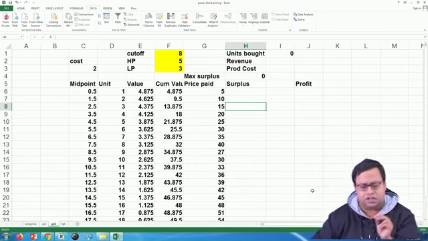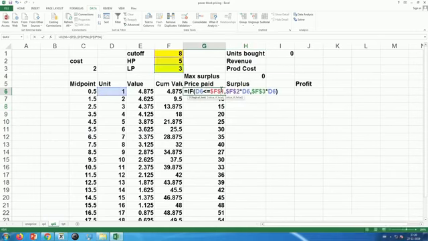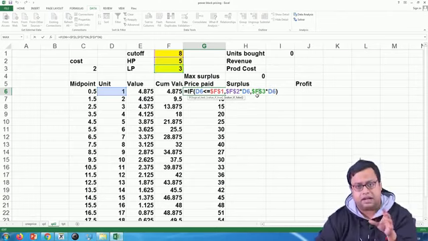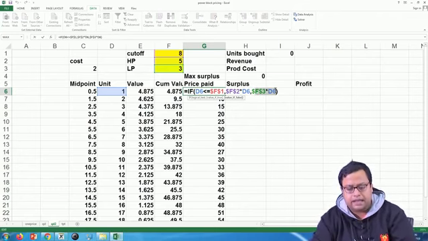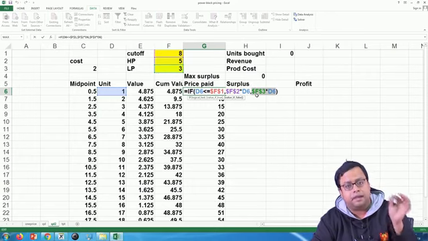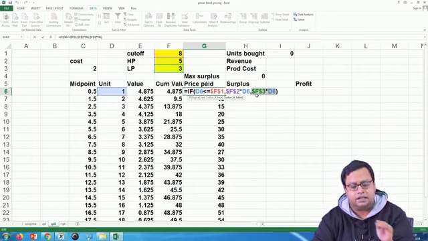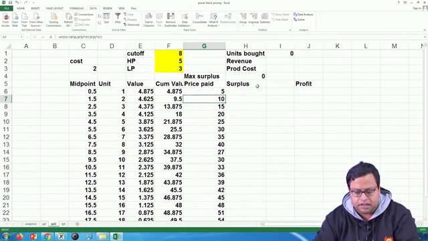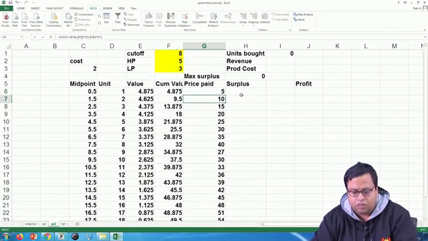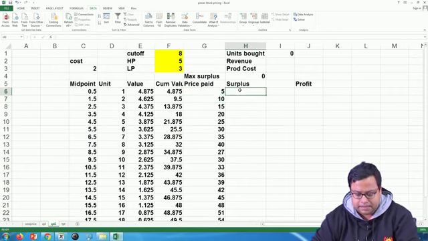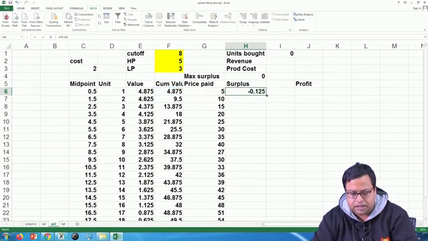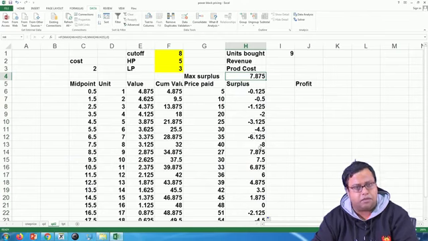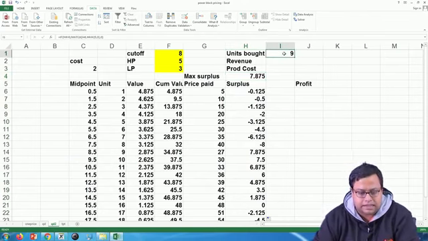So, slightly different situation. What is different in my case? The only thing that is different is that here it is F3 into D6 rather than the cumbersome formula, it is just F3 into D6. You are paying this F3 for the whole demand if by chance the demand is higher than your cutoff value. So, that is something different from the previous one. And how much is the surplus? The surplus is, as usual, this minus this much. The maximum surplus is the maximum of this one, and the units bought is this one.